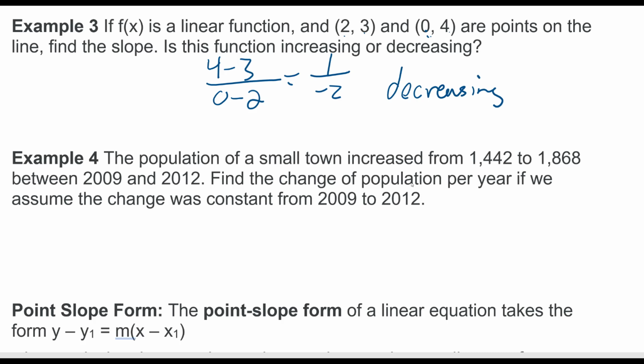The population of a small town increased from 1442 to 1868 between 2009 and 2012. Find the change in population per year if we assume the change was constant from 2009 to 2012. So that'd be 1868 minus 1442 over 2012 minus 2009.